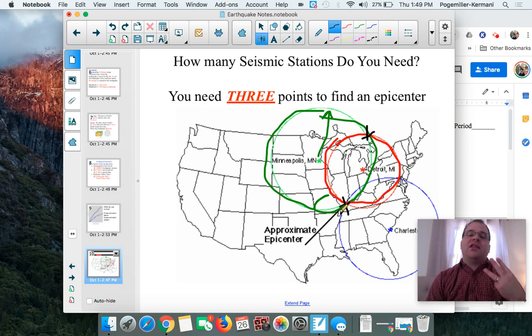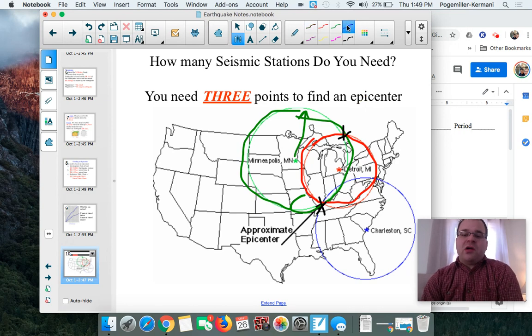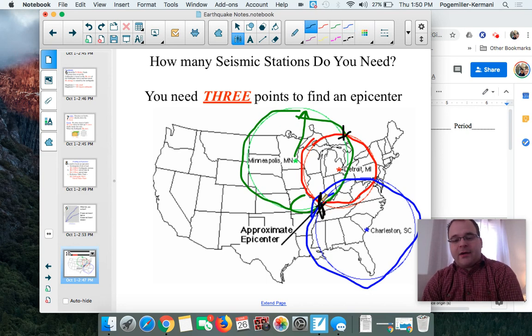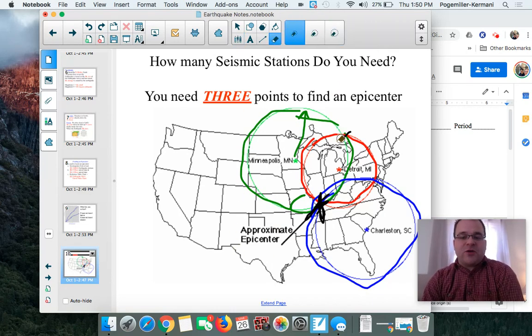That's why you need a third map. So let's say in Charleston, we know that it is 750 kilometers away. So we draw a circle 750 kilometers away, and it only intersects with the other 2 at this point right here, okay? So this point is called the approximate epicenter. That's why you need 3 points, because if you have 2, the circles only intersect at 2 places, but at 3, they all intersect at only 1 place, which is where the earthquake epicenter is.